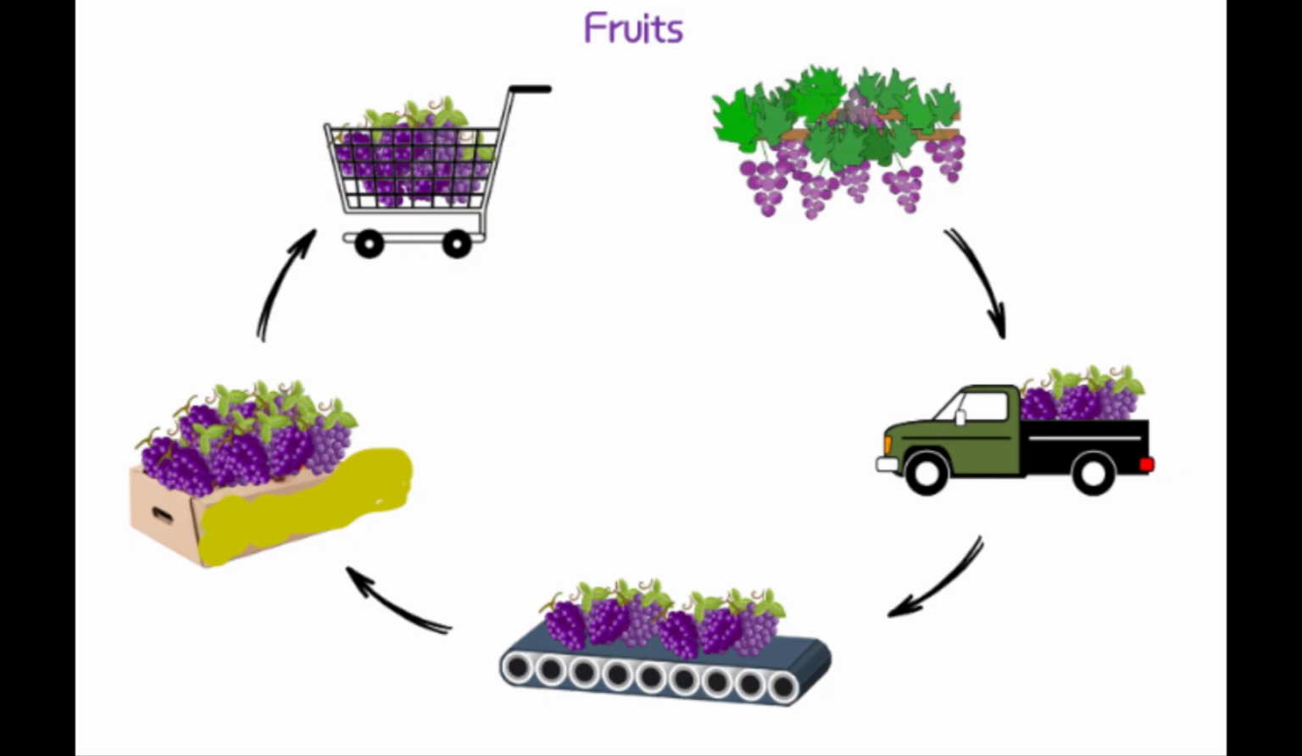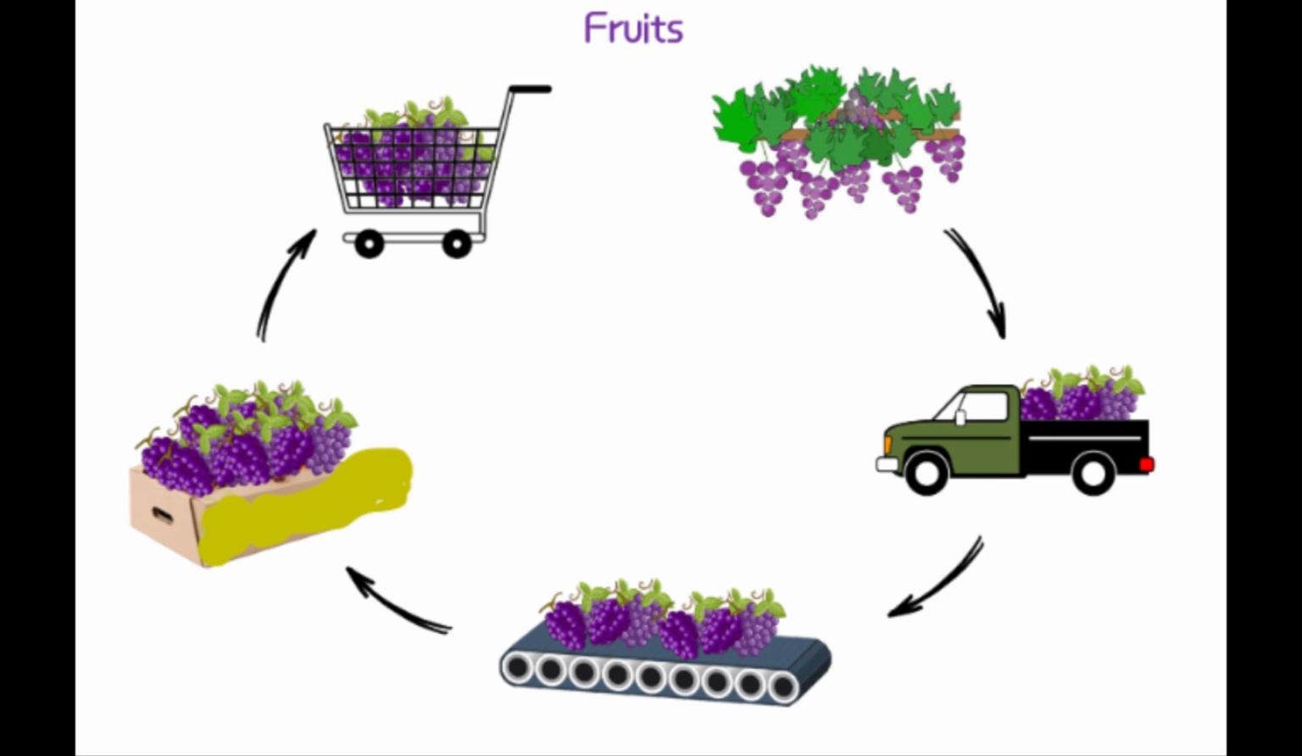The following graph gives information about how the fruits grapes come to customers. According to the graph, the first step is purple grapes ripening on the vine, followed by the second step, in which the grapes are loaded onto a truck and transported.